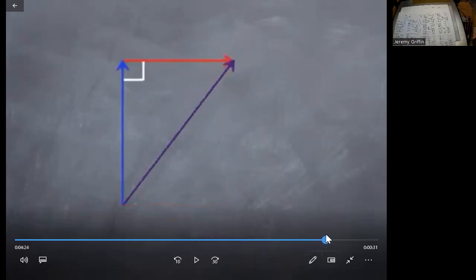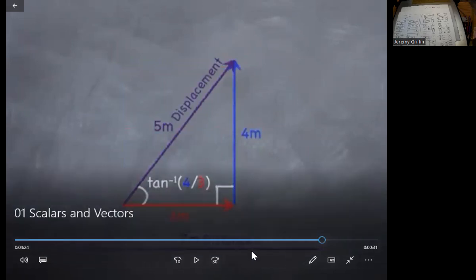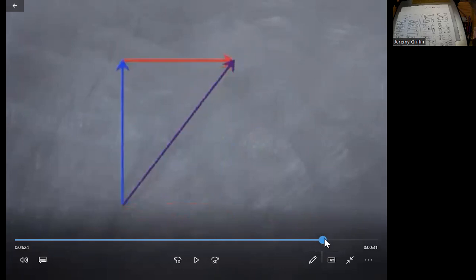And finally, can you add together vectors in any order? What if instead of going 3 meters east and 4 meters north, you went 4 meters north followed by 3 meters east? Do you still end up at the same final location? Yeah, right. And that's what they showed here. When you connect vectors tip to tail, you can connect them in any order, and that purple resultant vector is still the same.